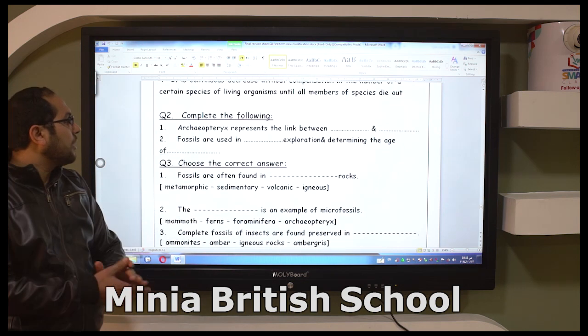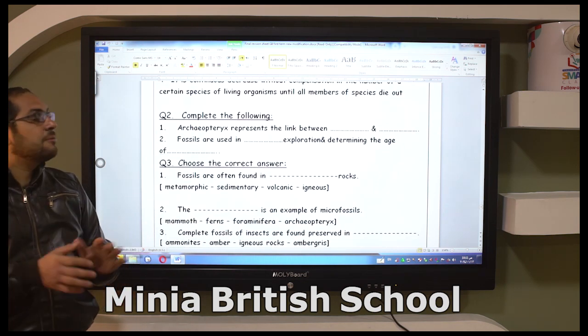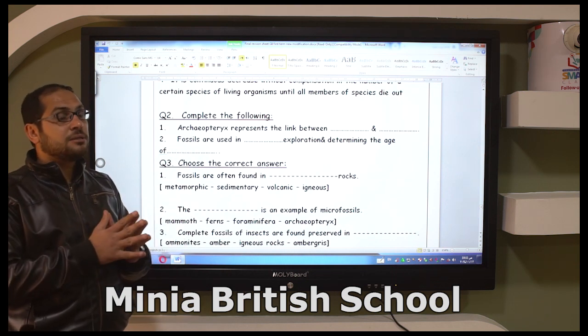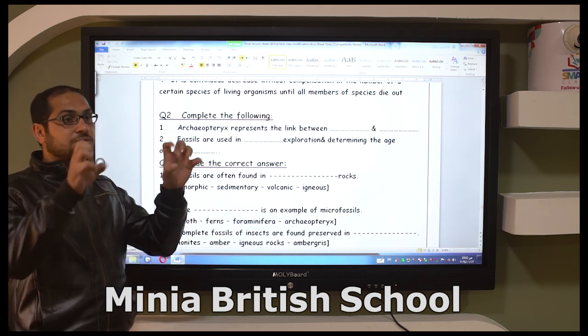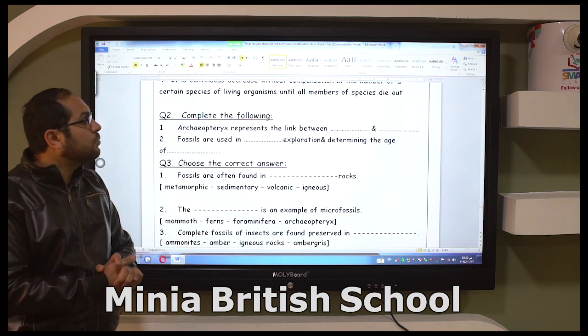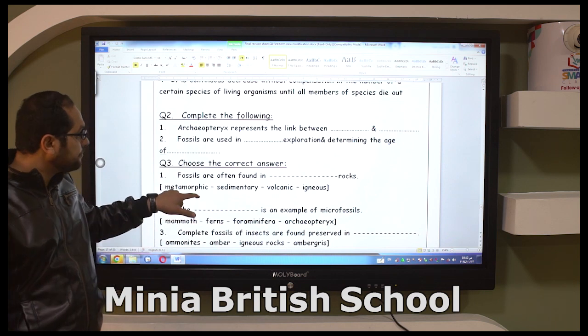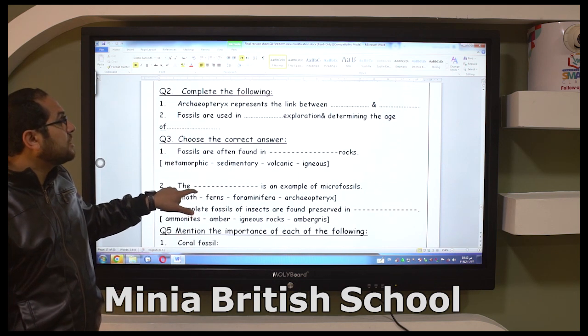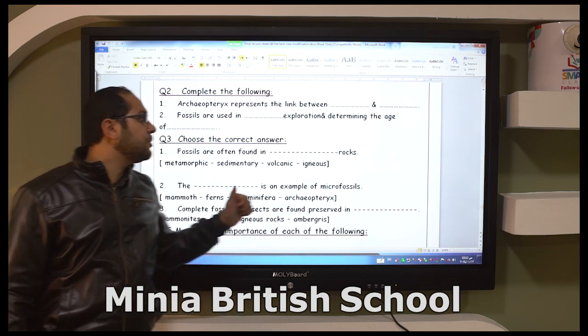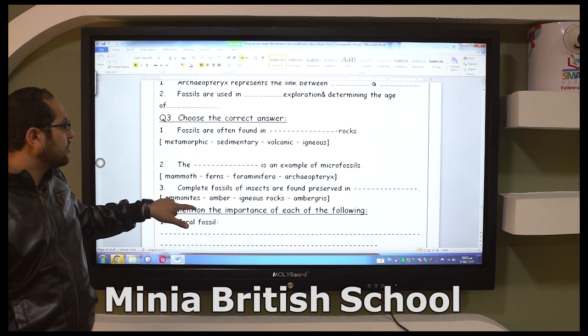Complete the following. Archaeopteryx represents the link between what? Archaeopteryx, this is a bird, okay, but it has claws in its wings. Archaeopteryx represents the link between reptiles and birds. Fossils are used in petroleum exploration and determining the age of sedimentary rocks.